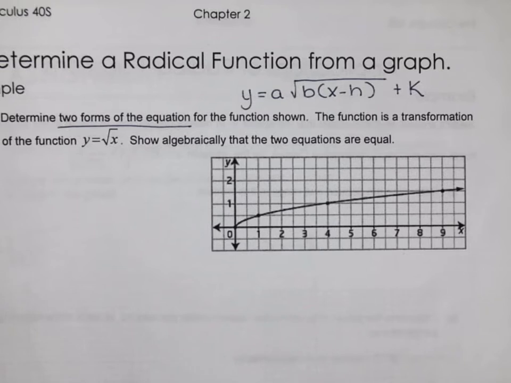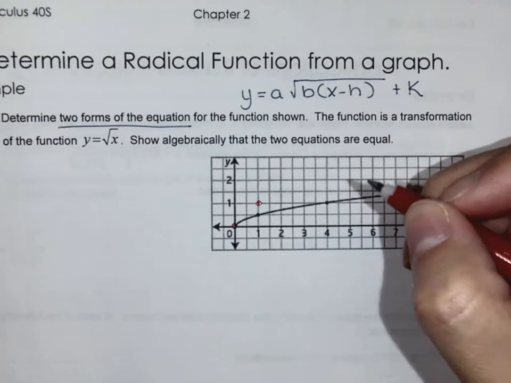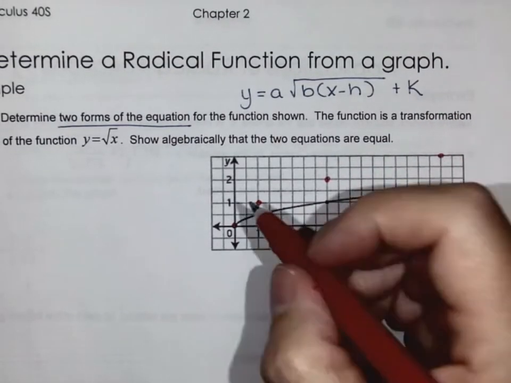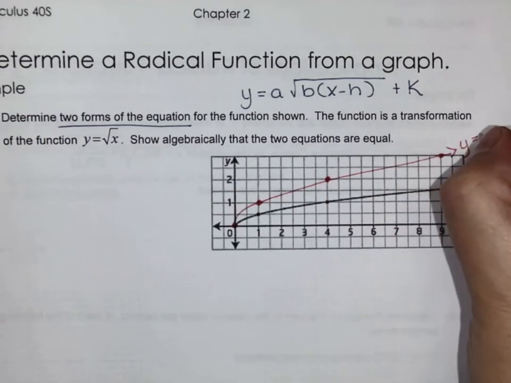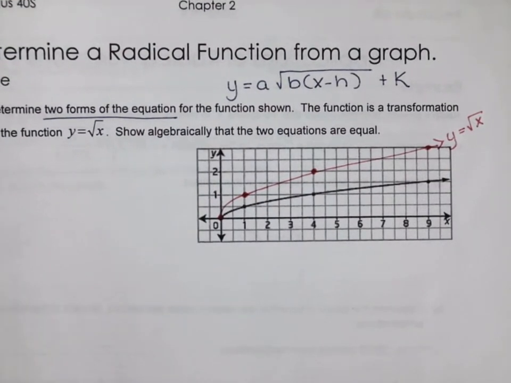Okay. Should we put our regular graph on there? Just our y equals root x, just so we can see it? The points are 0, 0, 1, 1, 4, 2, and 9, 3. So that red one that I just drew on there was our basic graph. So this is the one we're trying to create the equation for.